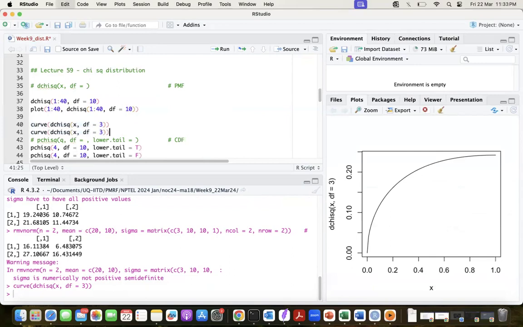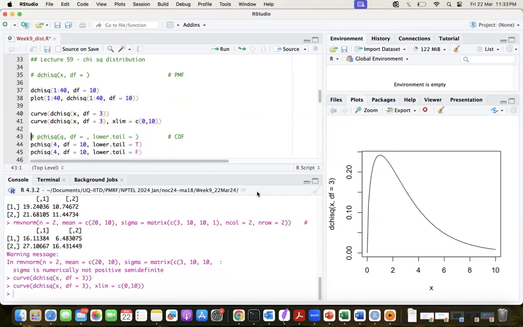But by default, you can see the x-axis is only between 0 and 1. So I would add a parameter here. I'll write xlim equal to, let's say, between 0 and 10. If I do that, you can see this is what the curve looks like. It's not symmetric, but this is what it looks like.